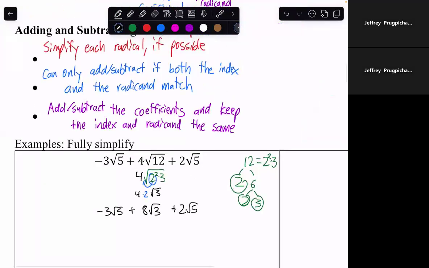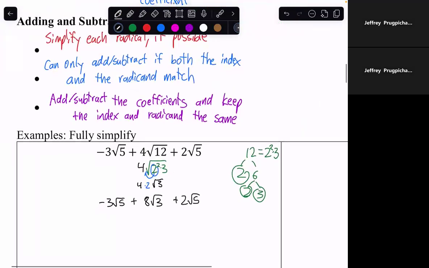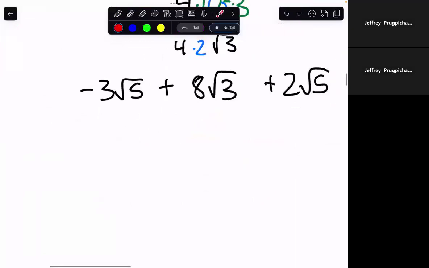Okay, so step 1 is complete. We've simplified each radical if possible. Next, we need to identify which terms we are allowed to actually add and subtract. Okay, so the first two, they are both square roots. They both have the invisible index of 2, but they have different radicands. This one has a 5, this one has a 3. So you cannot combine the first and the second radicals together.